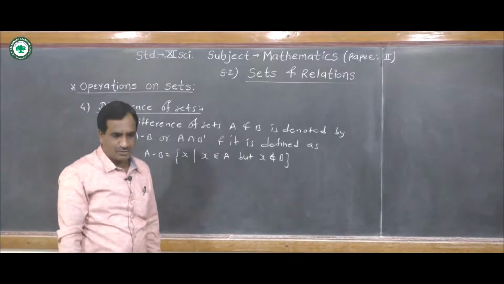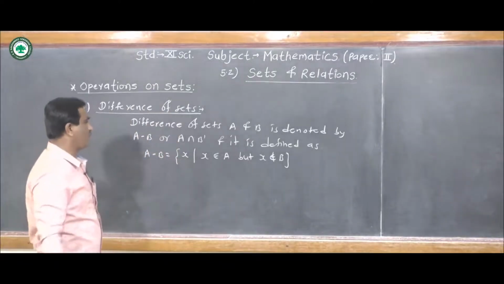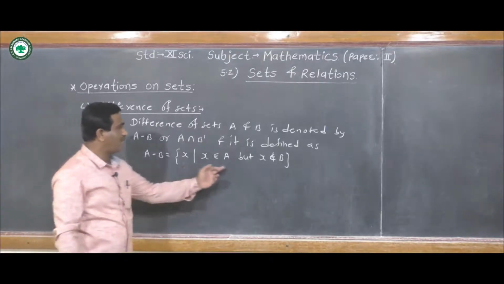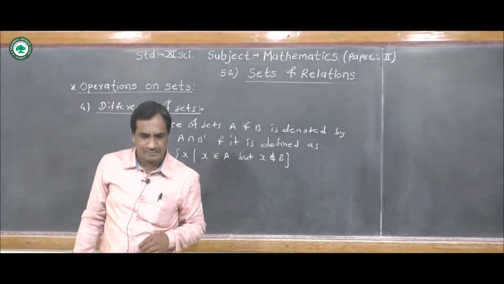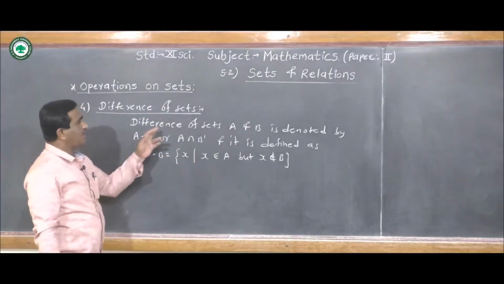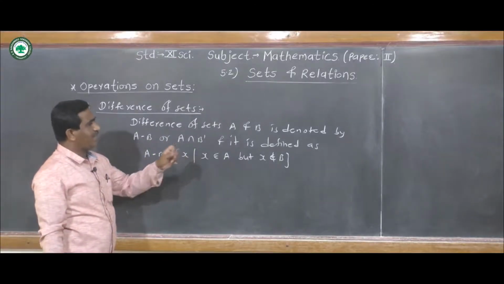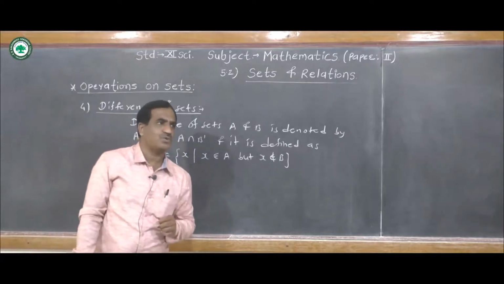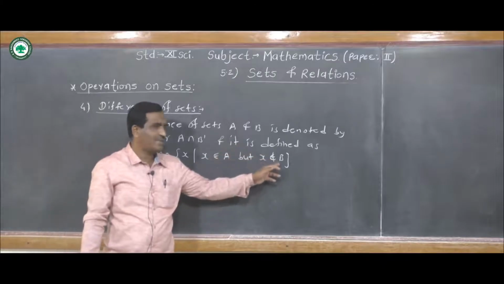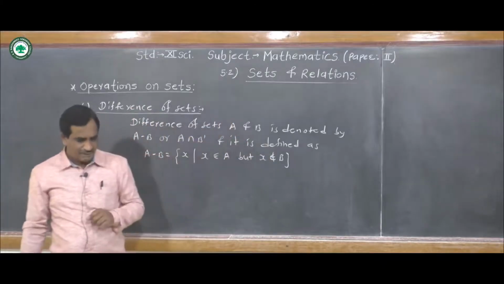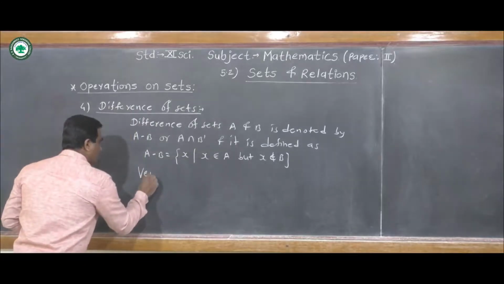A minus B is equal to {x : x belongs to A and x does not belong to B}. So this is the mathematical definition of set A minus B, or difference of sets. Theoretically, we define the difference of sets A and B, denoted by A minus B or A intersection B dash, as those elements which belong to set A but do not belong to set B. Okay, this is the definition of difference of sets. Now we can draw the Venn diagram for difference of sets.